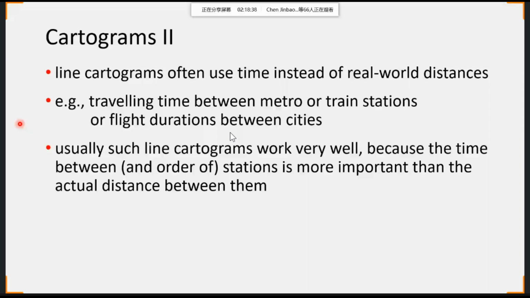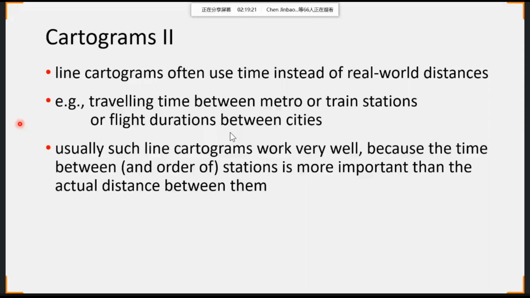He rearranged this map. He made it, in fact, more abstract, but it didn't matter for the people who used the map, because if you are sitting in a subway or a metro line and traveling across a city, it's not important for you where exactly you are. You just need to know which station or in between which stations you are and where you can change trains. Of course, you have a rough idea where you are within the city, otherwise you would get lost, but you don't need exact locations. And therefore, you can also use time instead of the real-world distance.